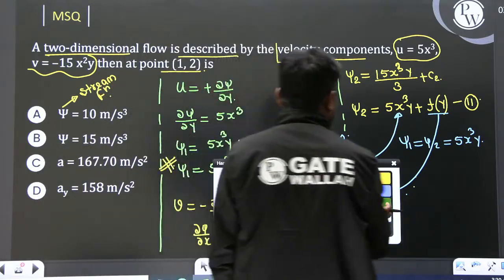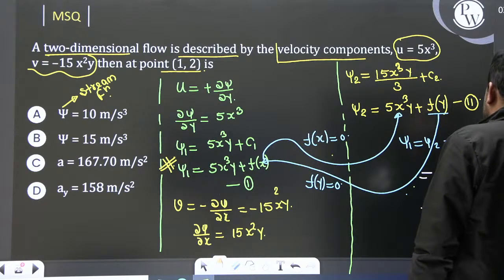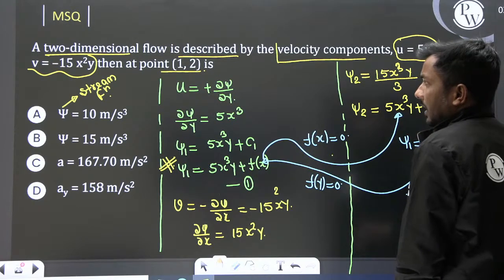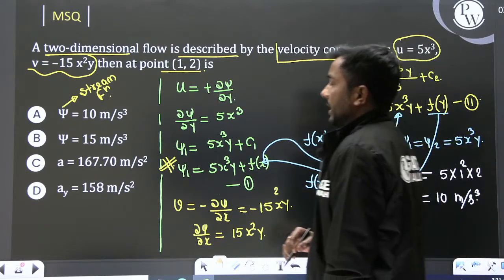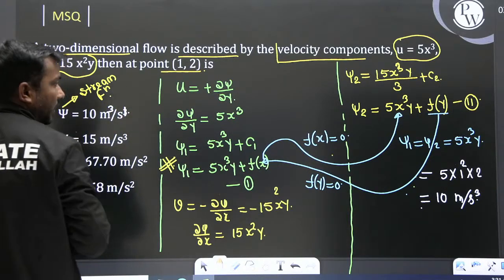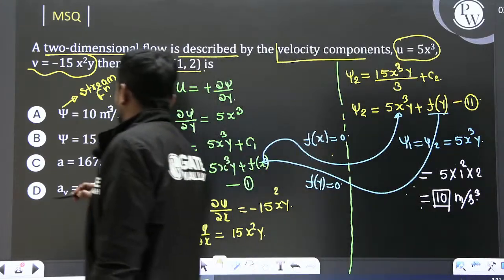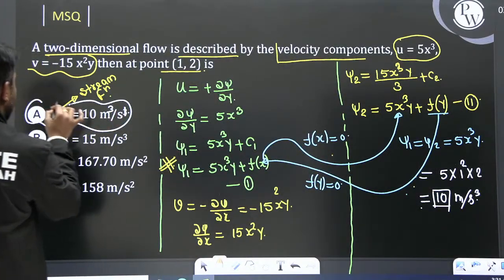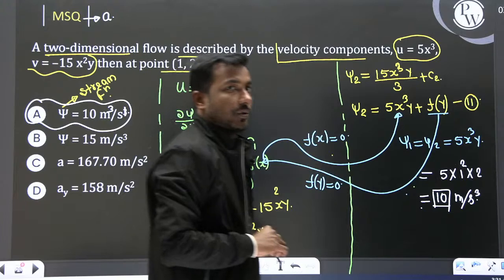And then at point 1 comma 2, that is 5 multiplied by 1 square multiplied by 2. So that is 10 meter cube per second. I think this is not centimeter cube, that will be meter cube per second. So for this question, the first answer should be A. For this MSQ, first answer is A.